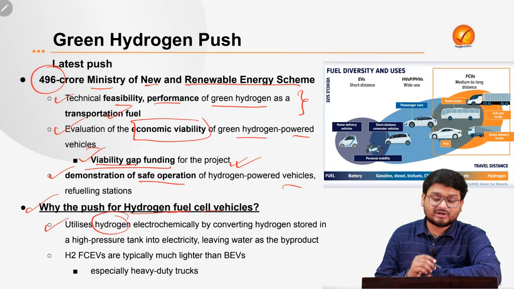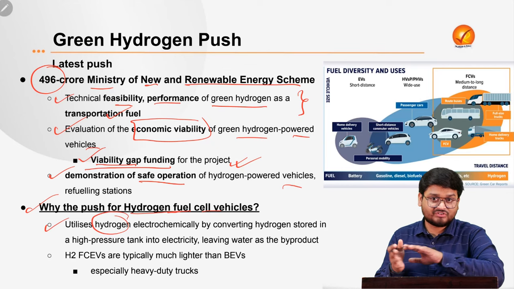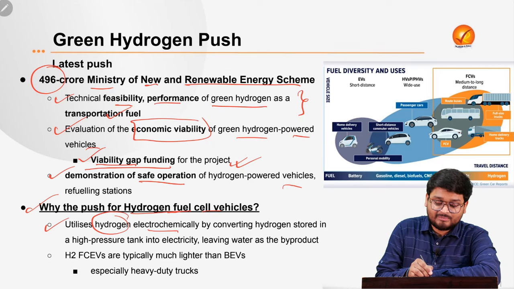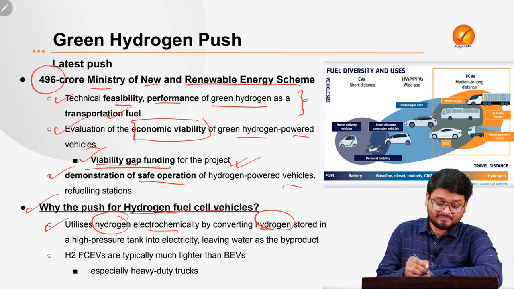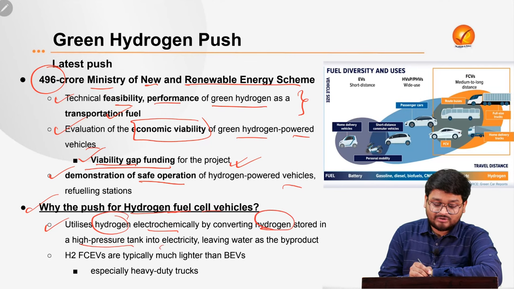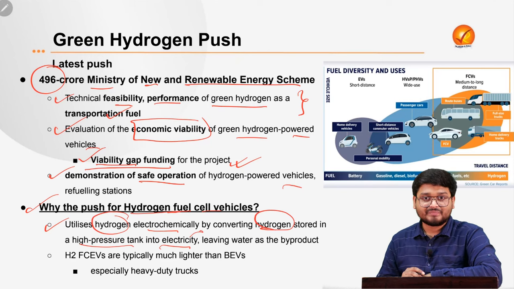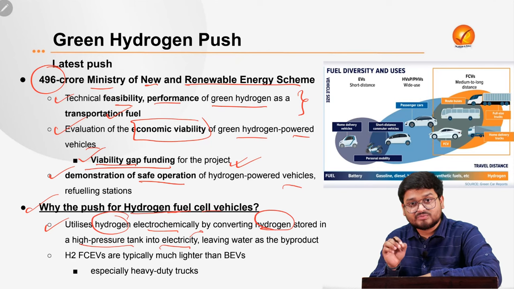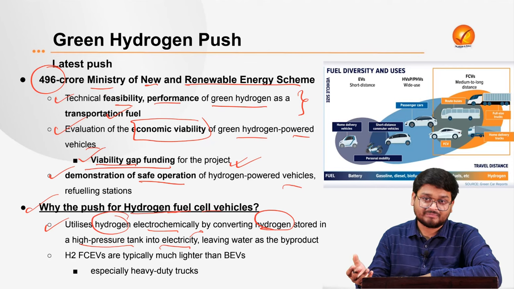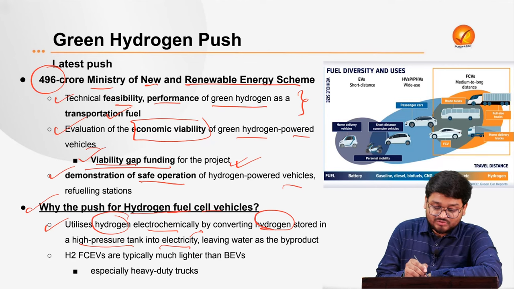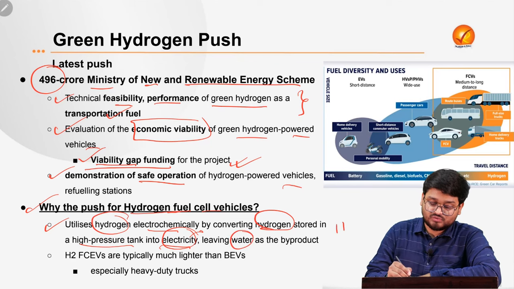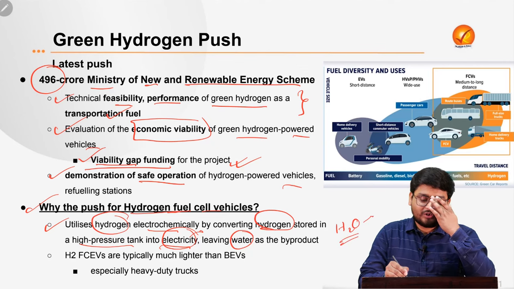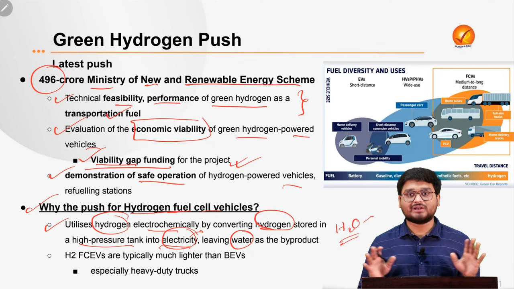They will be utilizing the hydrogen gas generated from green sources electrochemically, by converting hydrogen gas stored in a high pressurized tank into electricity that will be driving the car. So this will be an electric car which is based on hydrogen, not on battery cells. Okay, so this electricity will be driving the car forward, and the only waste, or leftover, will be water, H2O. So this H2O will not be leading to any environmental degradation.